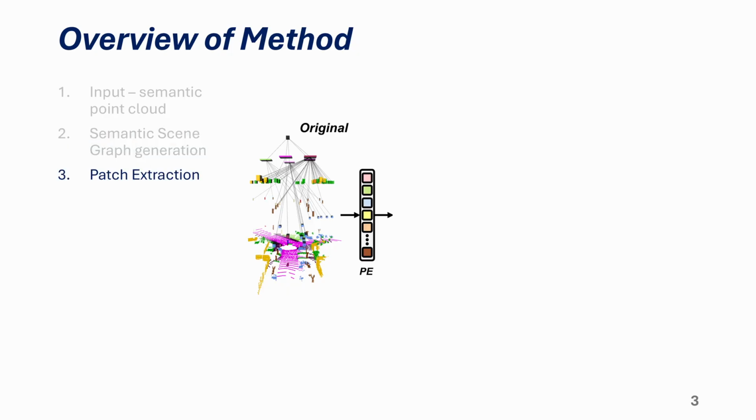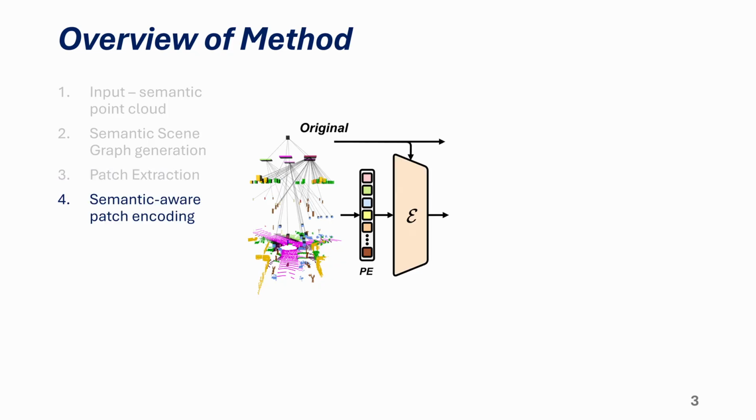Next, we perform patch extraction, where each distinct object, infrastructure element, or agent that forms a node is directly converted into a patch. However, terrain nodes, which typically cover larger areas, are further subdivided into smaller uniform grid patches to efficiently manage their spatial extent and detail.